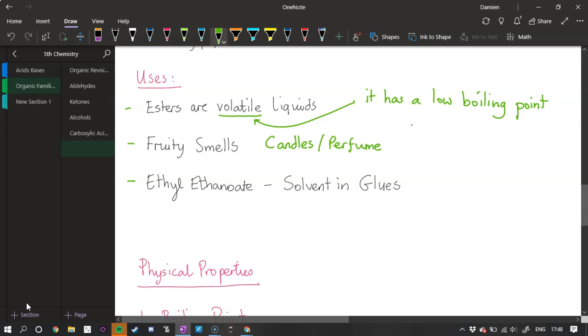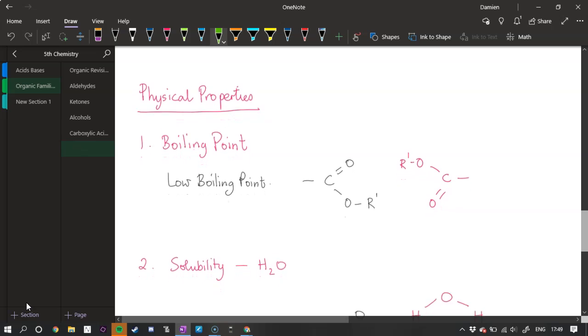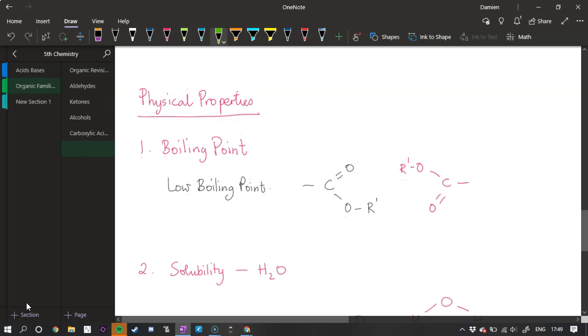So certain times in chemistry you may need to dissolve something. Water won't dissolve it, alcohol won't dissolve it. Sometimes an ester will dissolve it, and ethyl ethanoate is a good solvent. Let's have a look at the physical properties. Again, we're looking at boiling point and solubility. So let's start with boiling point.